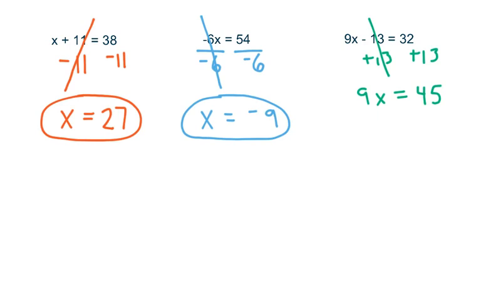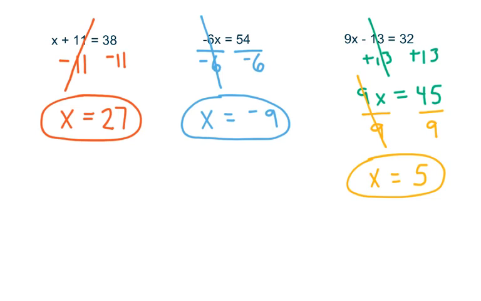Now I can see I've got 9 times x equals 45. I need to get that x by itself. So I want to make multiplication go away, so I'm going to divide the left by 9, and if I divide the left by 9, I also have to divide the right by 9. On the left-hand side, those 9's cancel, leaving me just the x, and on the right-hand side, I've got 45 divided by 9, which is 5, and that's the solution to my equation.